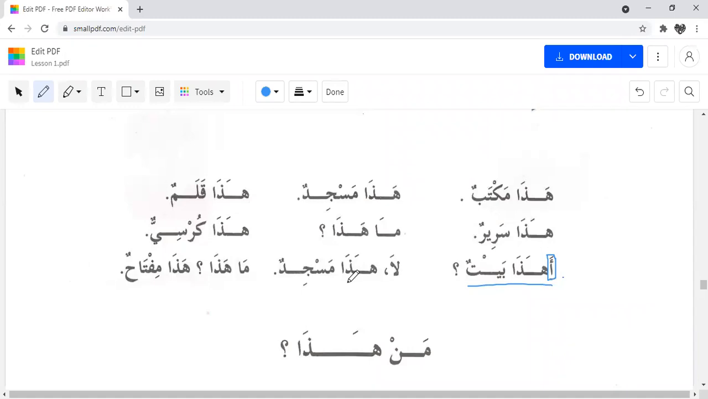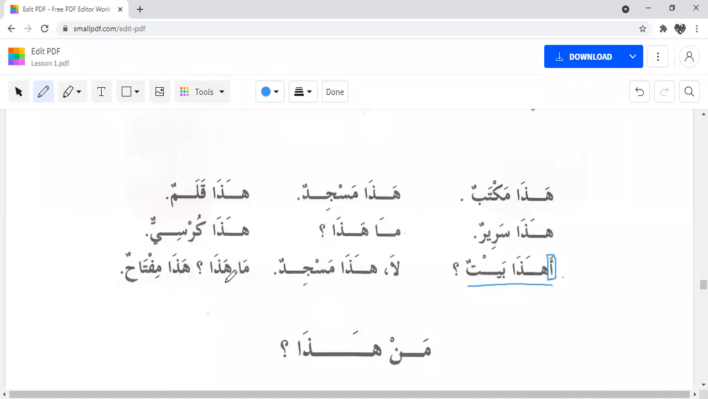No, this is a masjid. It's not a house, it's a masjid. La hada masjidun means no, this is a masjid. Can you repeat that, please? La hada masjid. No, this is a masjid. Very good. And the last one here?